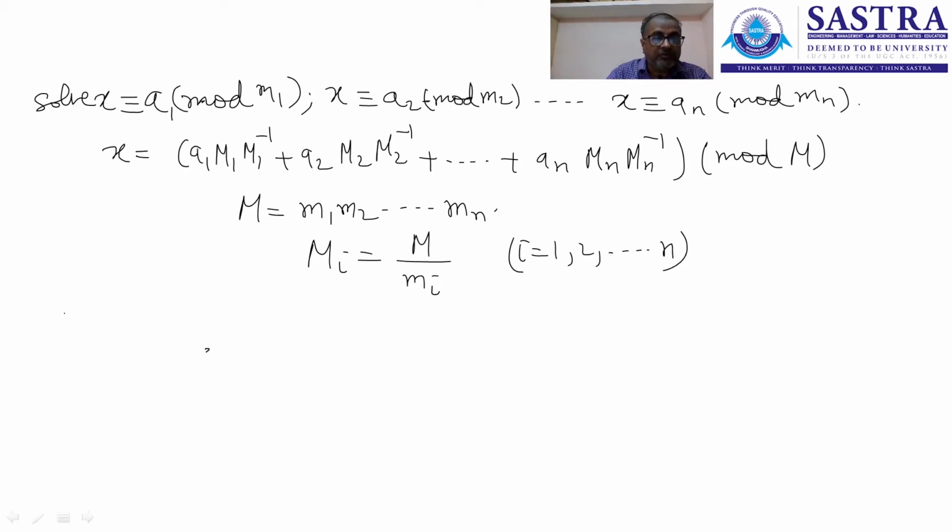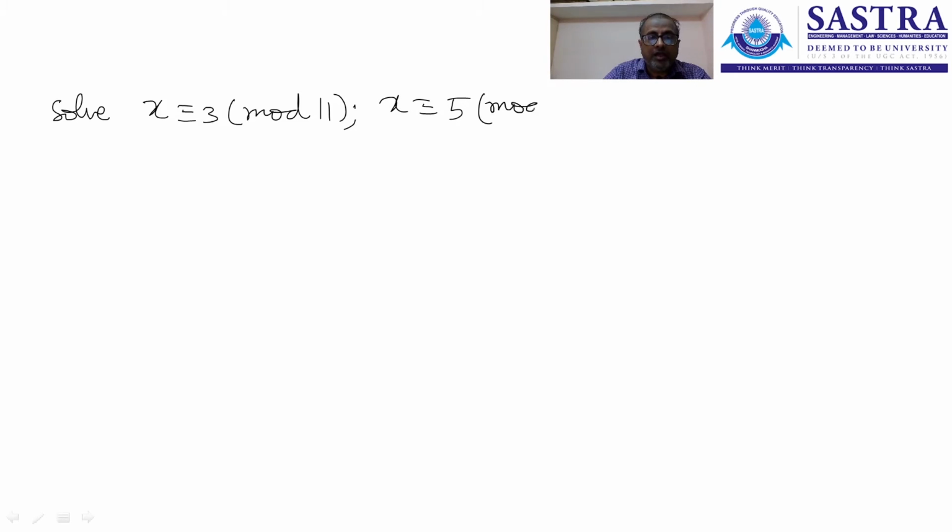Okay, so now let me move to a particular problem so that we can easily understand the process. Let me write it down in the next slide, it will be better. Solve, take like this: x congruent to 3 mod 11. The second one is x congruent to 5 mod 19. The third equation is x congruent to 10 mod 29.